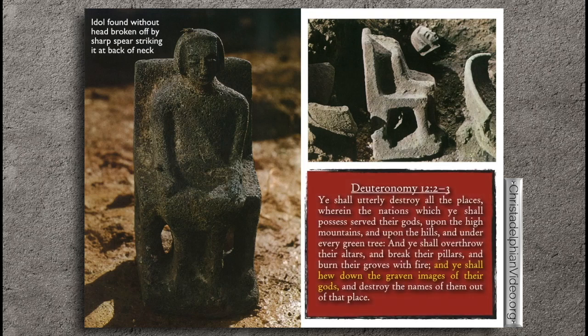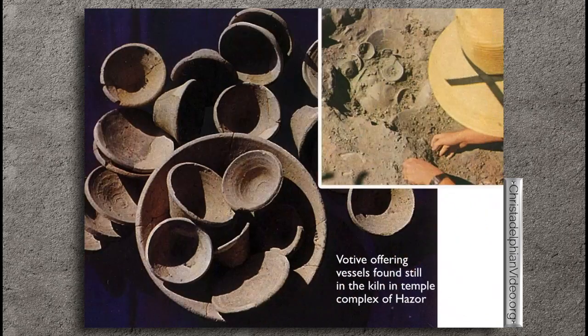Because in Deuteronomy chapter 12 and at verse 2, it says, you shall utterly destroy all the places wherein the nations which ye shall possess serve their gods under the high mountains and the hills and the green trees. You are to overthrow their altars, break their pillars, burn their groves with fire, hew down the graven images of their gods, and destroy the names of them out of the place. So right here is where they had taken that exact command of Moses and had chopped the head of the idol right off, preserved for some 3,000 years for the archaeologists to uncover.